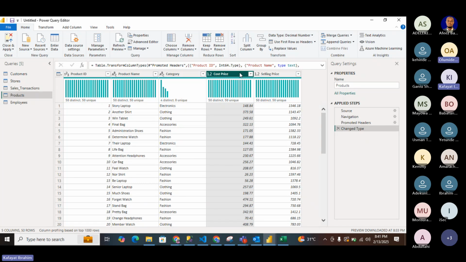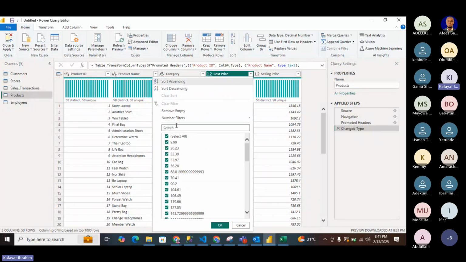So how do you check for missing value? That is what I'm doing now. When I do this, if there is a missing value, there will be a null or blank. You'll see a null. You get it? But in this case, there is no missing value in this sheet. I don't know if you get what I'm saying.